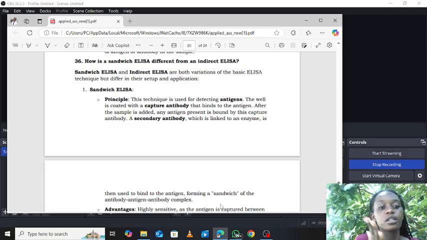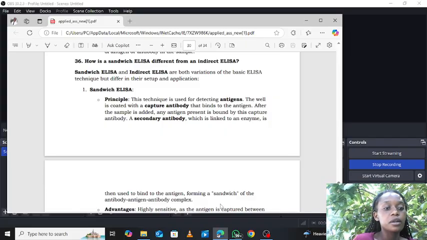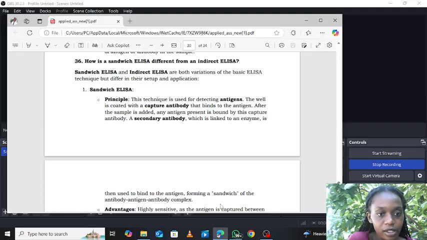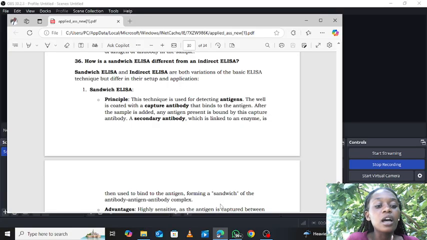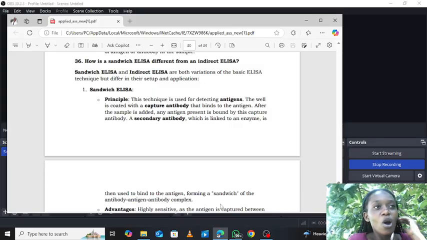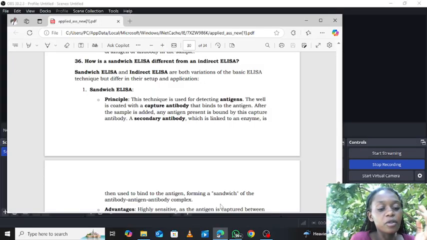Well, here in the sandwich ELISA, we detect antigens. In the principle, they are saying that the well is coated with a capture antibody that binds to the antigen. After the sample is added, any antigen present is bound by this capture antibody. A second antibody, which is linked to an enzyme, is then used to bind to the antigen, forming a sandwich of the antibody and antigen antibody complex. So in the sandwich ELISA, we use two antibodies which bind to the antigen and form a complex.